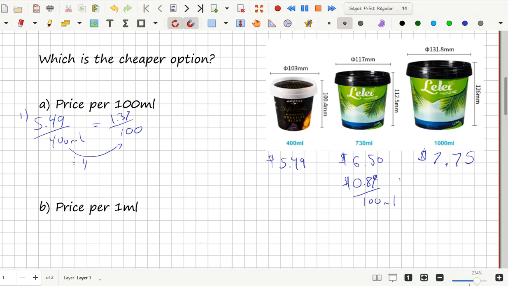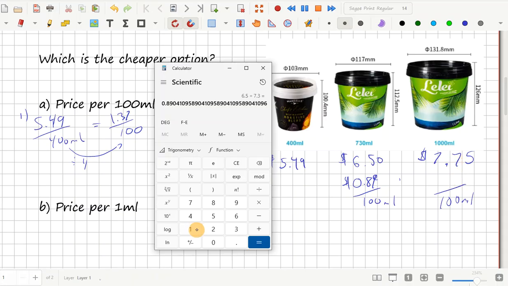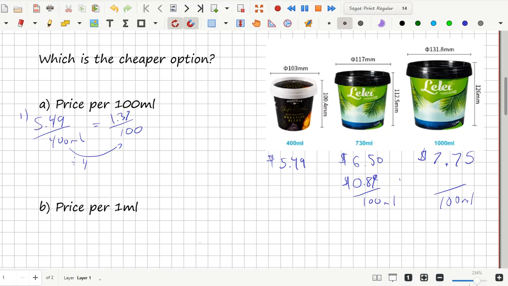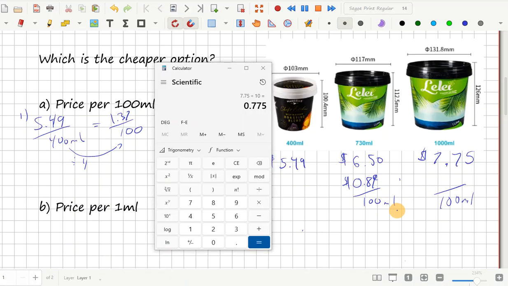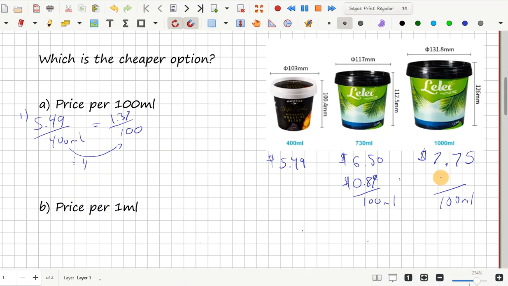The last one here is $7.75, so I'm going to get it per 100 milliliters. It's in 1,000, so to divide 1,000 by 100, we can divide those two. So I take 1,000, I divide by 100, and I know I'm going to be dividing each one by 10 this time. So I take 775, and I divide it by 10 to get 77.5. So I'll round up, about 78 cents. So 0.78. And that's in dollars too.